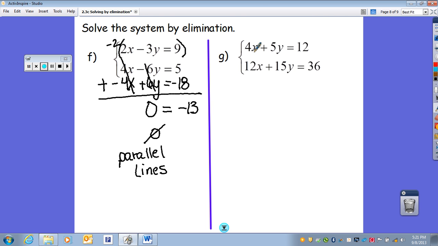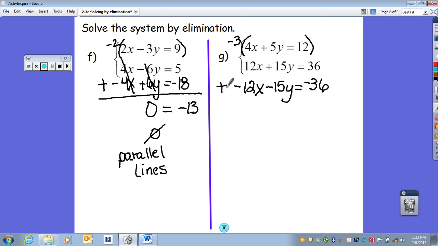Last example. 4x, 12x, 5y, 15y equals 12 and 36. They're lined up. Let's get rid of the x's. To make 4x be the opposite of 12x, we need it to be negative 12x. If I multiply by negative 3, I will have a negative 12. So let's distribute. Negative 3 times 4x is negative 12x. Negative 3 times 5y is negative 15y. And 12 times negative 3 is negative 36.